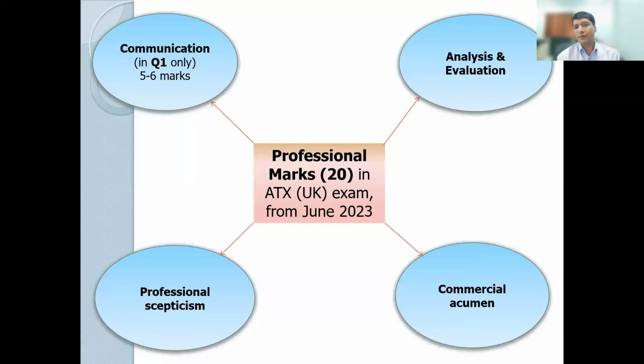And the final point is commercial acumen. Commercial acumen means whatever advice you are going to provide, is it going to be viable advice? Is it going to be possible? Can it be done in terms of the business? For example, you may be giving some advice, but it is impossible or near impossible to implement. Then there's no point. So that's the commercial acumen.